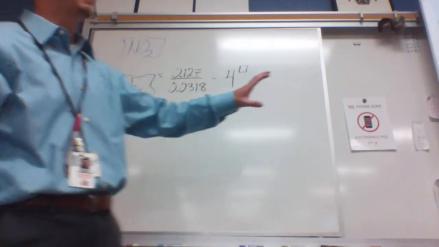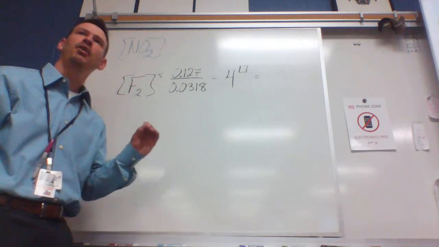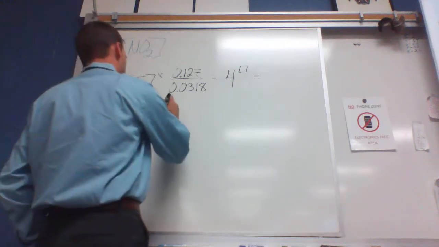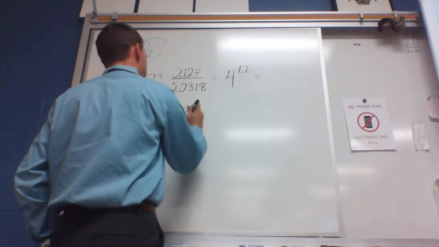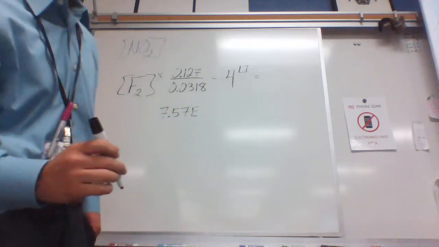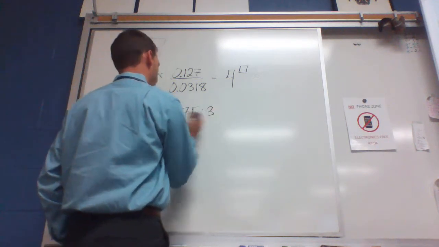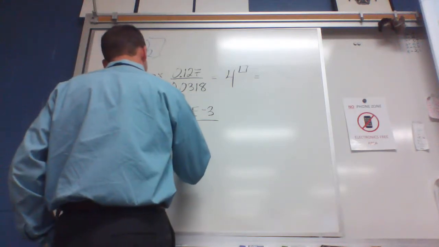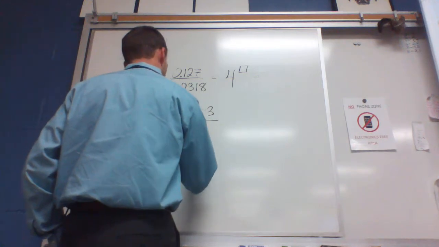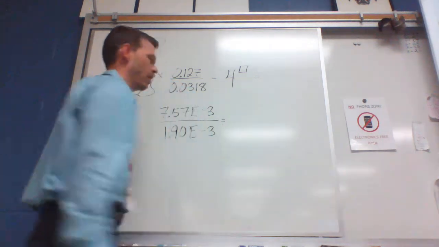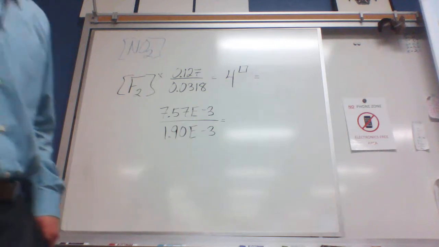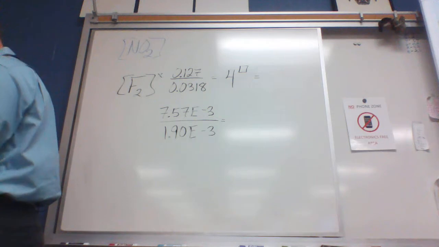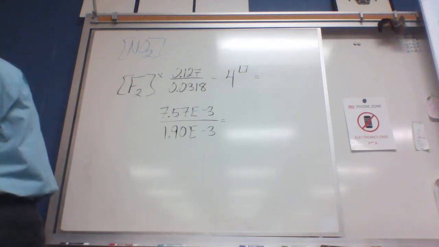Now, you got to do it in the exact same way. We're using trial 1 and trial 3, but dividing the rate of 3 by 1. So we're going to go 7.57 E negative 3 divided by 1.90 E negative 3. And the person that already found the answer is cluster 6, seat 1.